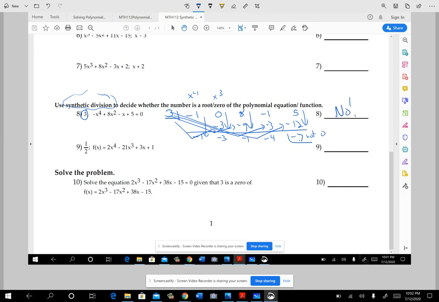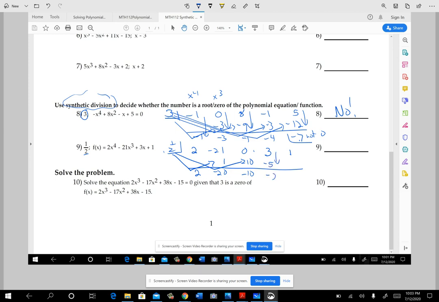Okay. All right, let's try the next one. Testing whether 1/2 works. Okay, so on this one, I have a 4th, then the cube, and then I'm missing the squared, and then I've got the x, and I've got the constant. So I'm going to bring down a 2, then multiply 2 times 1/2, I get a 1. Gives me a -20. Then I multiply 1/2 of -20 is -10. Okay, so that's -10. And then 1/2 of -10 is -5.